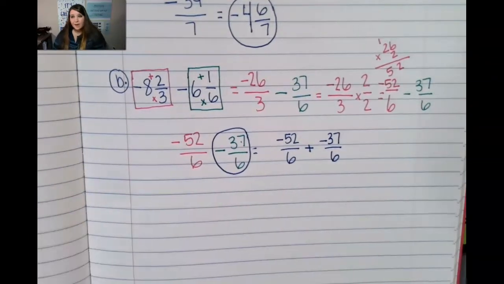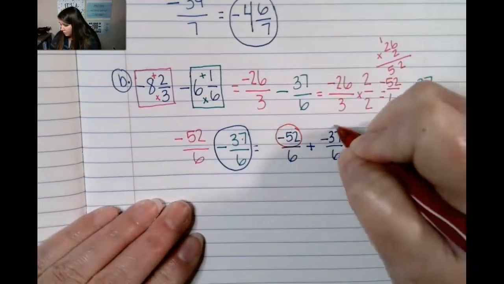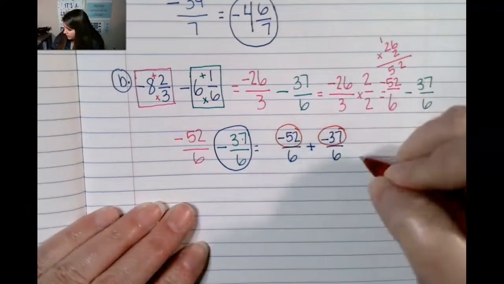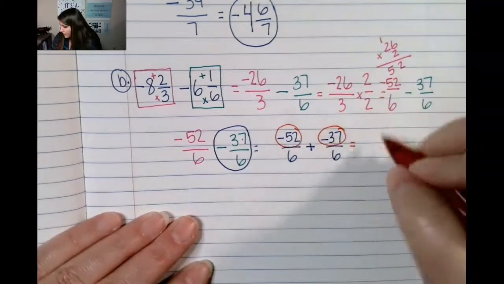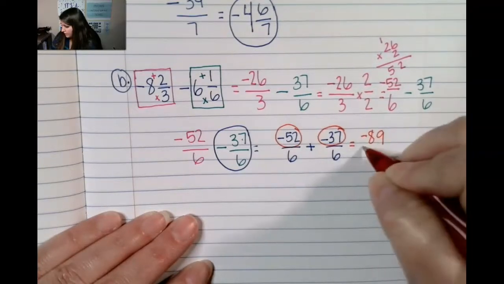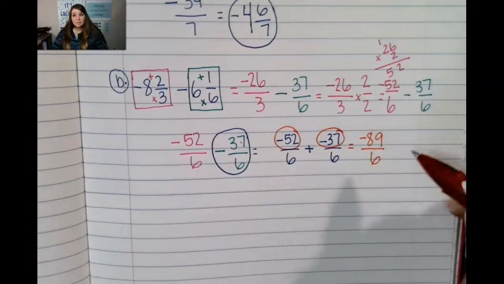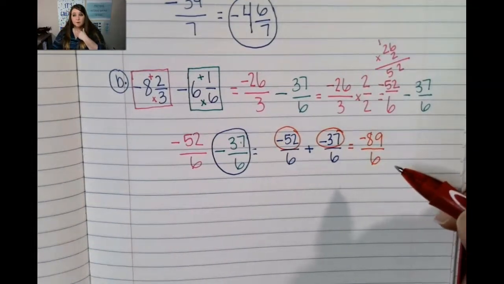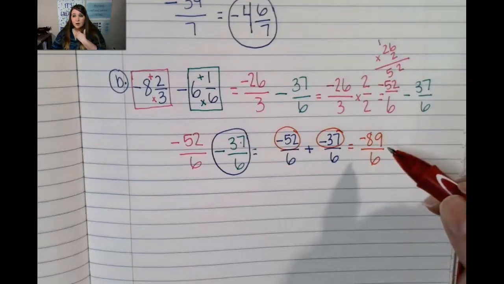So now what I have is a negative plus more negatives. And so this gives me a total of -89 over 6. I'm not done. I need to reduce this down. So I'm going to figure out how many times 6 can go into 89. And then I will be ready for that.